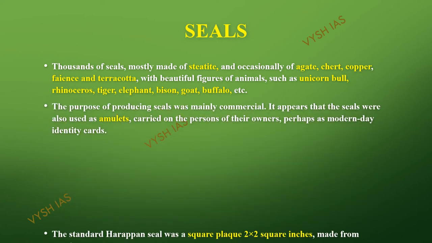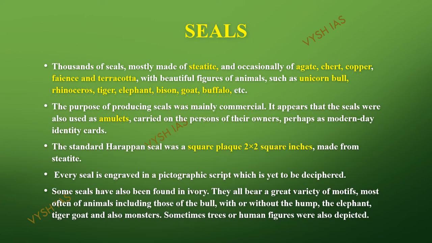The seals were also used in Indus Valley Civilization. These were found at the different excavations, and mostly they were made of steatite, and some seals were found of agate, chert, copper, faience and terracotta also. The seals mostly comprised of animal figures such as unicorn, bull, rhinoceros, tiger, elephant, bison, goat. These were the primary animals seen in the seals.